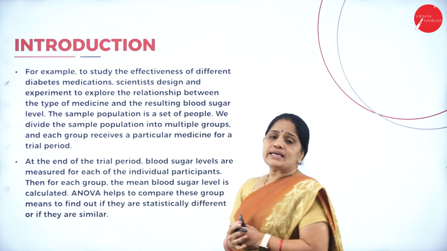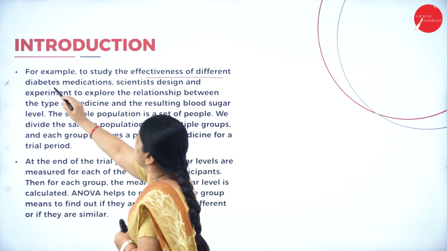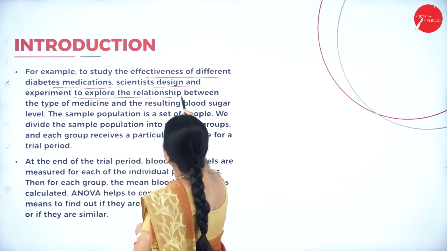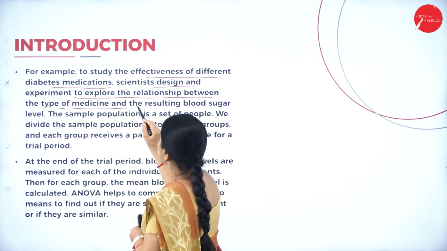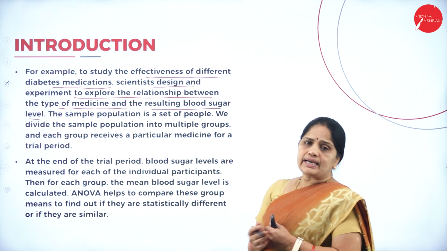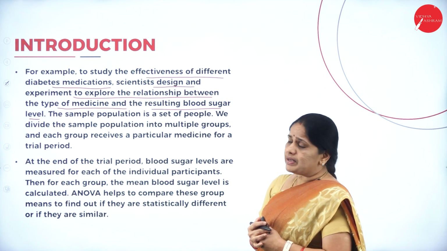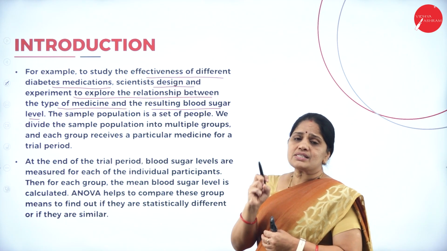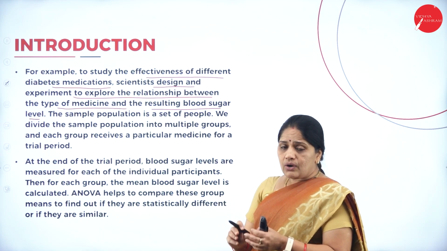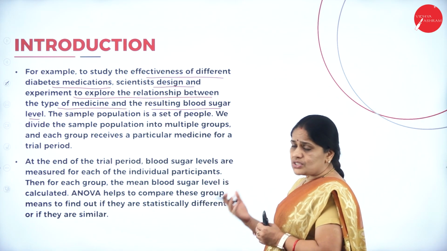We can illustrate with the help of an example. For example, to study the effectiveness of different diabetic medications, scientists design an experiment to explore the relationship between the type of medicine and the resulting blood sugar level. If you take the example of a science-based experiment here, what is it? The effectiveness of the diabetic medication. Whatever medicines the diabetic patients take, how is it influencing the blood sugar level? For that they have done a research. So, let us see here.